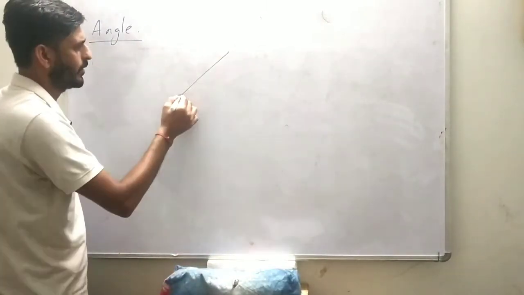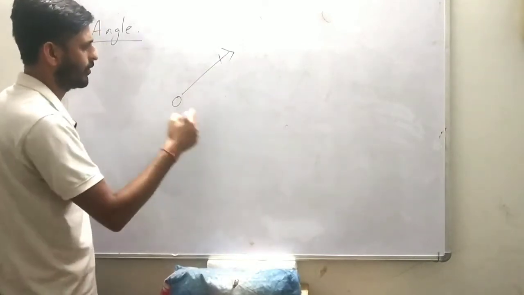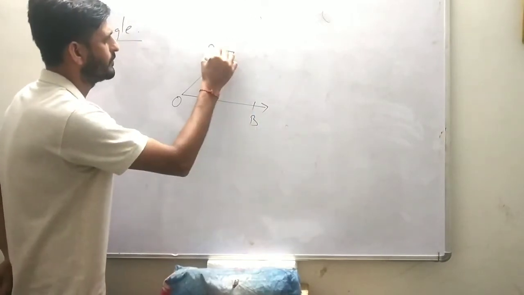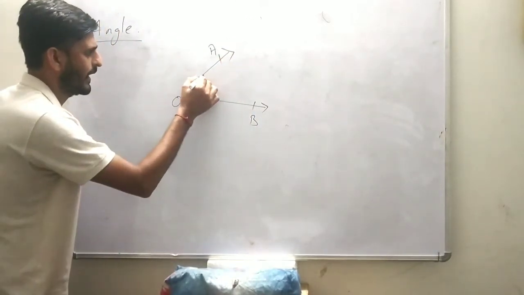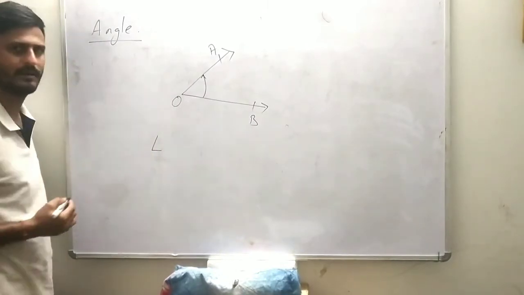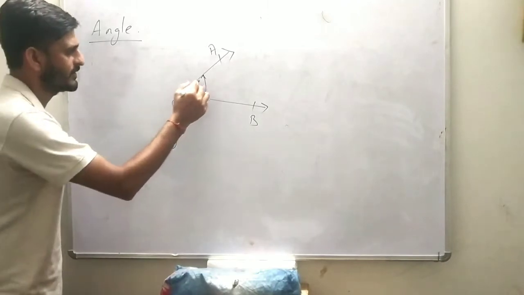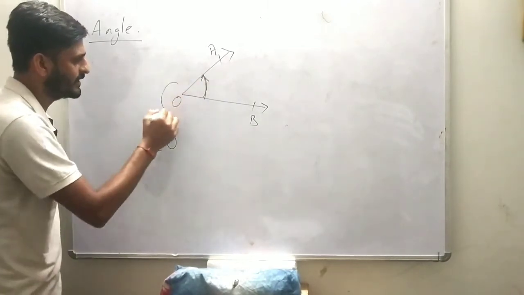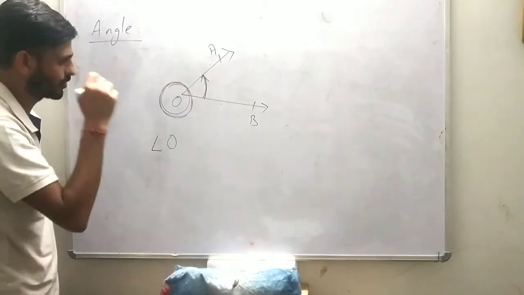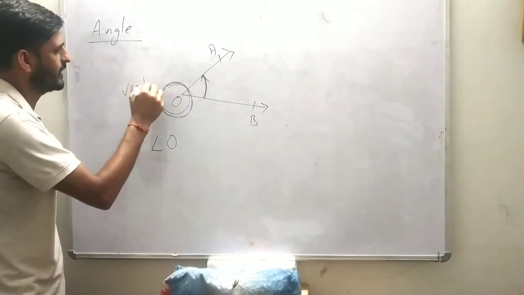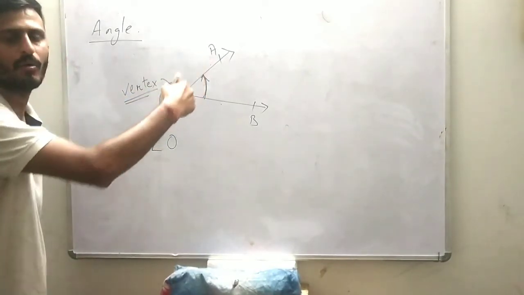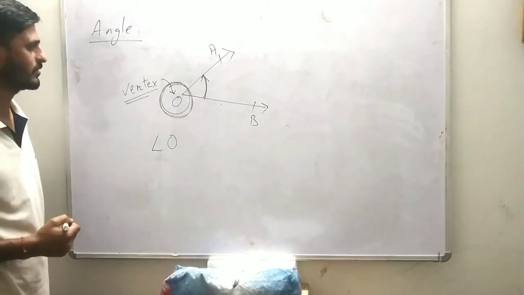This ray OA has initial point O, and this ray OB also has initial point O. So they will form an angle, and we can name it as angle O. This is the angle, and the initial point which is common in both rays OA and OB is known as the vertex of the angle.